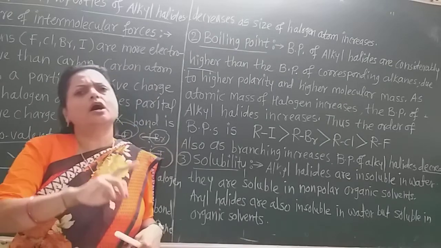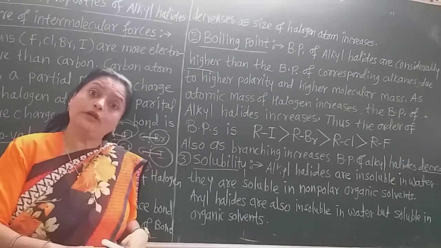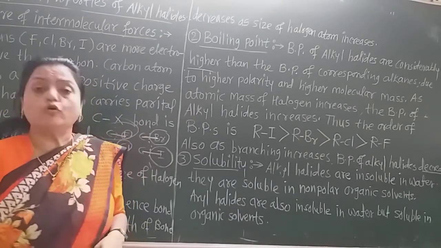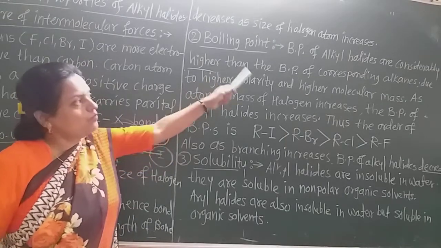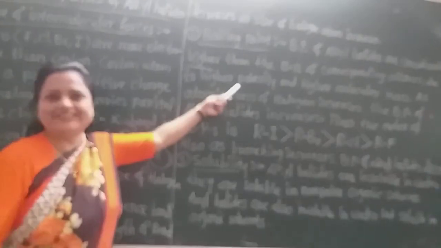Boiling point of ethyl bromide is greater than ethane. Boiling point of propyl bromide is greater than propane. So the boiling points of alkyl halides are considerably higher than the boiling points of the corresponding alkanes, because alkanes are non-polar molecules and alkyl halides are polar molecules. Now, due to the higher polarity, the reason is given here.